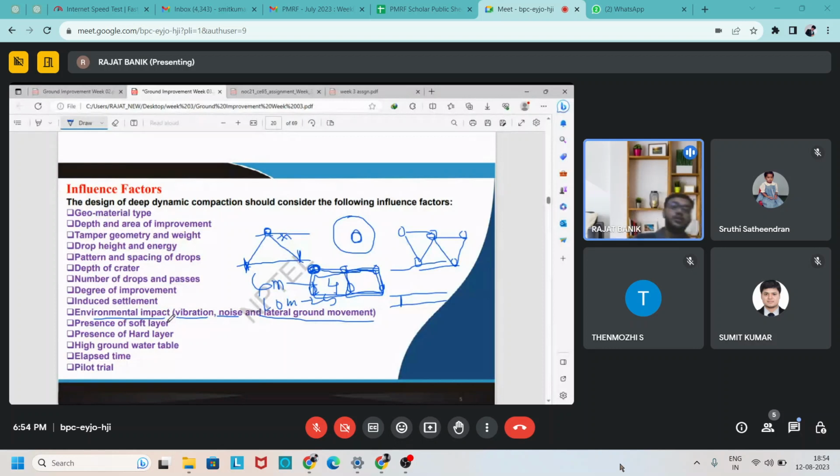This also governs deep dynamic compaction at the ground level. We already discussed that if the ground is saturated, excess pore pressure develops, and that is not good. These also govern deep dynamic compaction, and also elapsed time and pilot trial. These are many other factors which govern it.